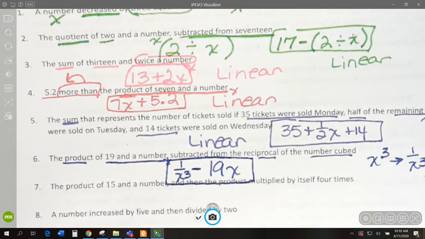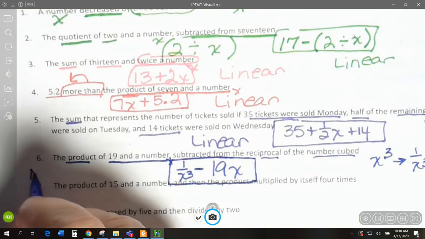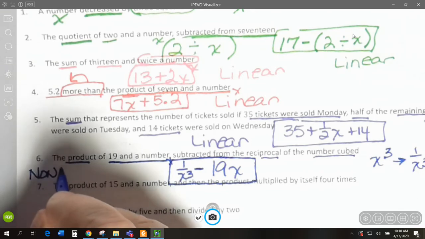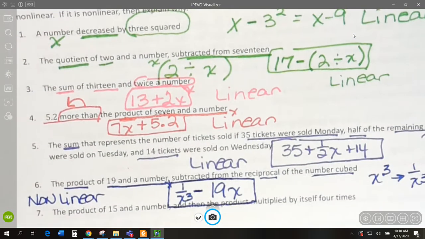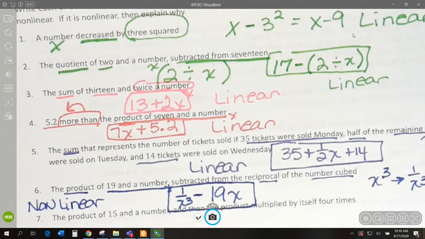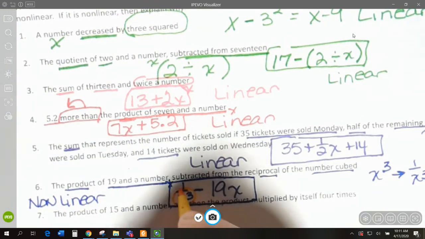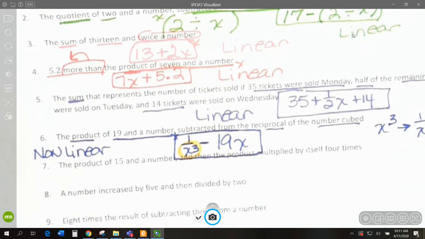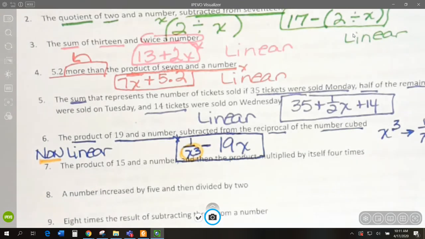Is this going to be linear or nonlinear? This is nonlinear. Two reasons why. First, we have a variable on the bottom, plus our variable is raised to a power bigger than 1. So because of that, it's nonlinear.